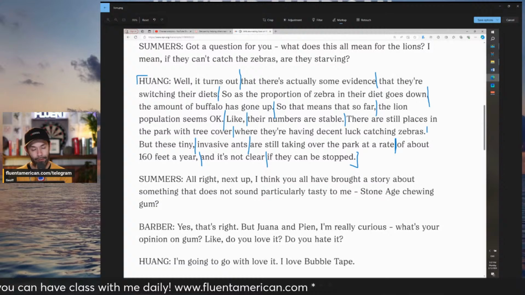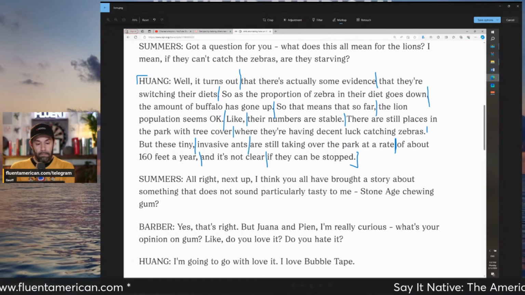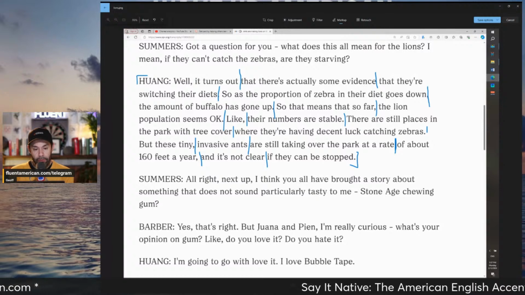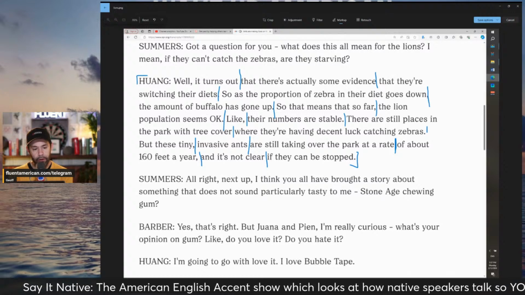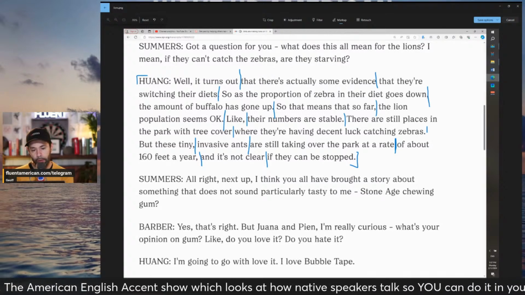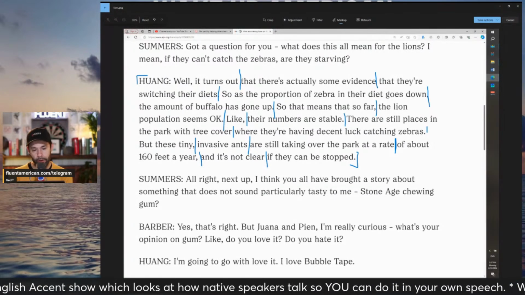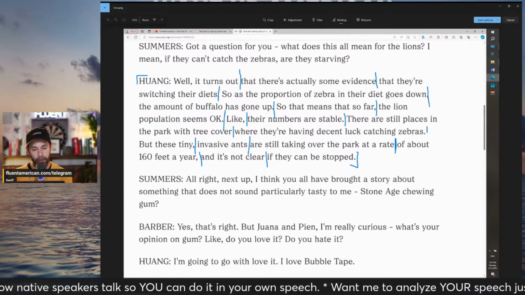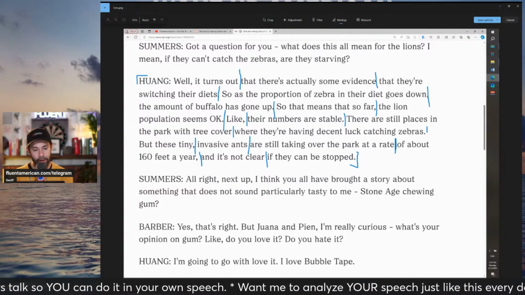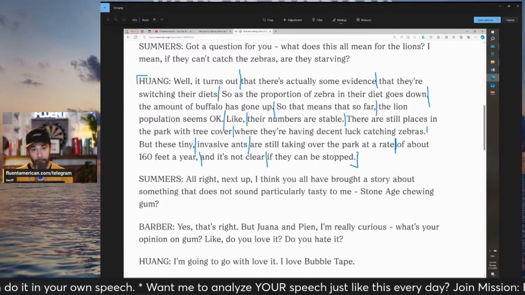I didn't even get to stop the first time. Let's see if I can do it now. I'm going to breathe in. Well, it turns out there's actually some evidence that they're switching their diets. So as the proportion of zebra in their diet goes down, the amount of buffalo has gone up. So that means that so far, the lion population seems okay. Like their numbers are stable. There's still places in the park with tree cover where they're having decent luck catching zebras. But these tiny invasive ants are still taking over the park at a rate of about 160 feet a year. And it's not clear if they can be stopped.